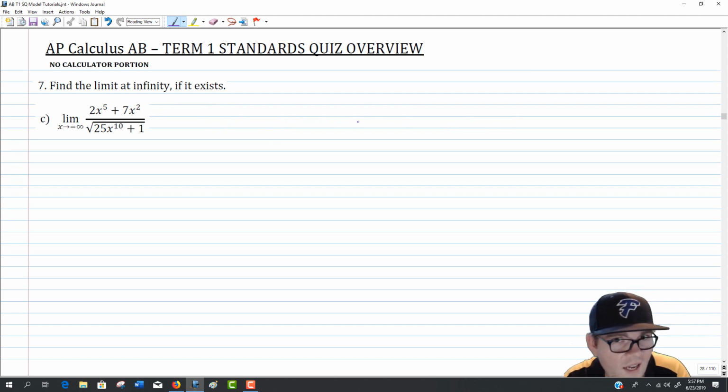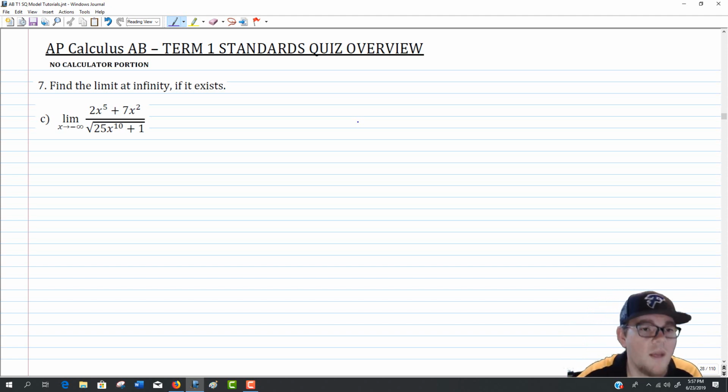For part C, this is kind of the toughest one. This is definitely the toughest one. So again, I'm going to go as in-depth as possible. I know I taught you some kind of shorter ways of doing this and some ways to kind of conceptually think about it, but I'm going to do this one as formally as possible as well, just to make sure we're all on the same page. So looking here, we're once again asking you to evaluate a limit as x goes to negative infinity. This time, though, it's the ratio between 2x to the 5th plus 7x squared and the square root of 25x to the 10th plus 1.